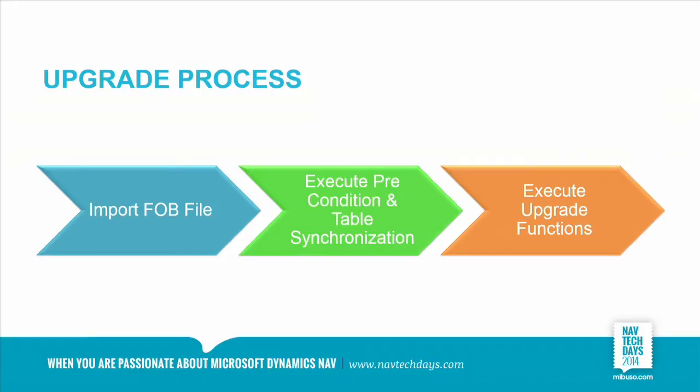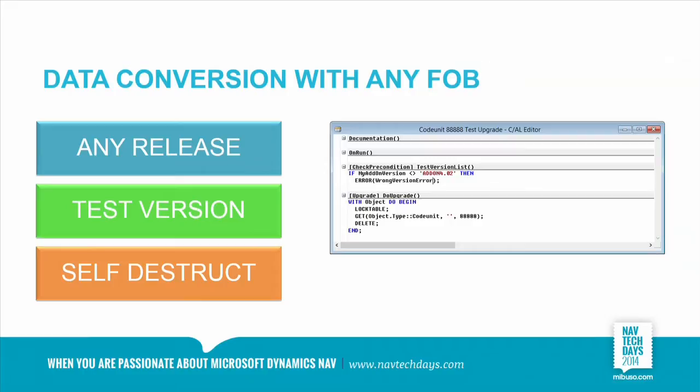the upgrade routines. So the thing we want you to start thinking about when you get your hands on NAV 2015 is to think about the upgrade codeunit outside of the traditional upgrade context. It's basically a platform to do any data conversion with any FOB. So anytime during an implementation that you want to apply data conversion, think about using upgrade codeunits as a solution for that. You have to keep in mind that the system just looks for any upgrade codeunit in the database.